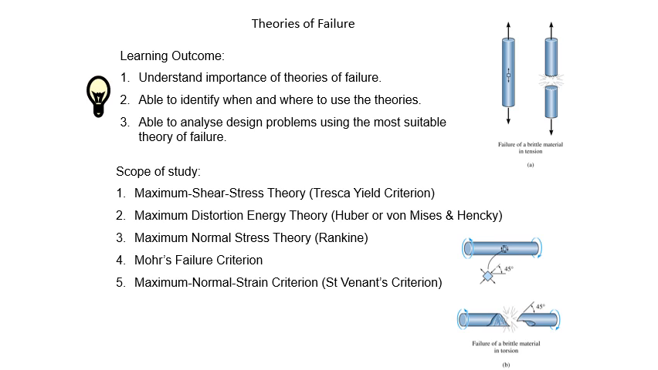The scope of study in this chapter will cover four main theories and one general knowledge theory. So we have maximum shear stress theory, commonly called Tresca, maximum distortion energy theory, called von Mises, maximum normal stress theory, called Rankine, and Mohr failure criterion. And the last one, Sandel's criterion, is rarely used nowadays, but we will discuss that later at the end of the chapter.